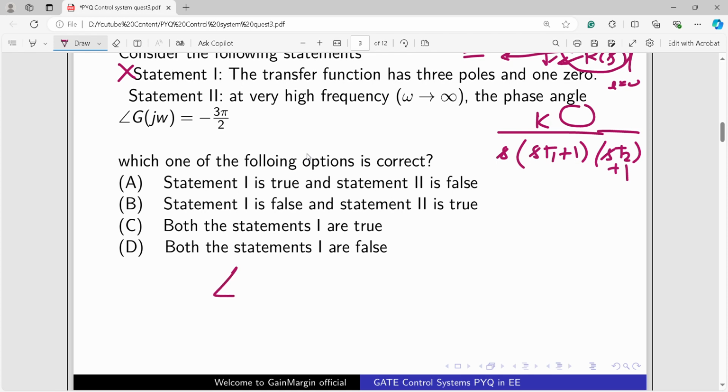And they are asking what is the phase contribution for this system. So for this we need to convert to j omega. So j omega, like how much is there? You know, k by s already gives a contribution of minus 90.